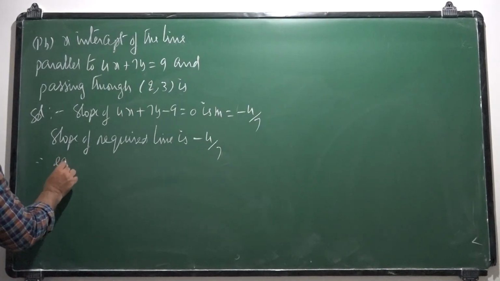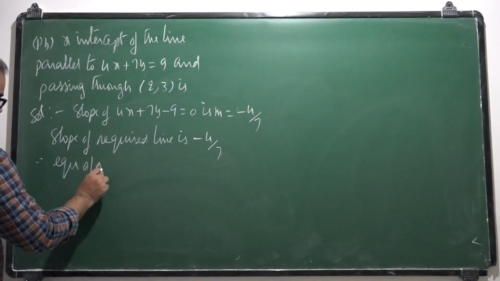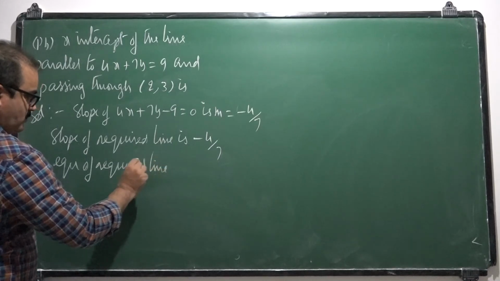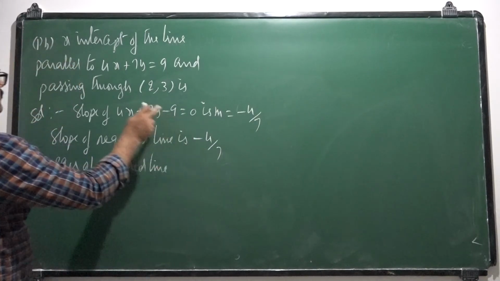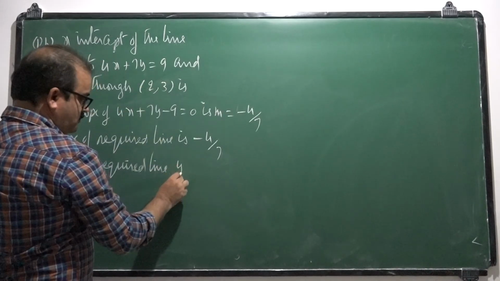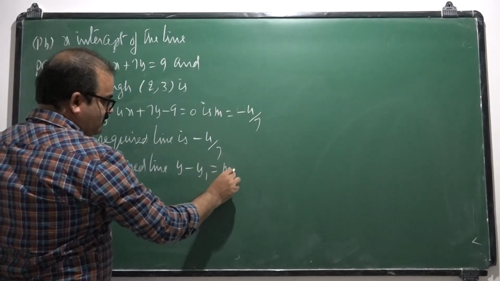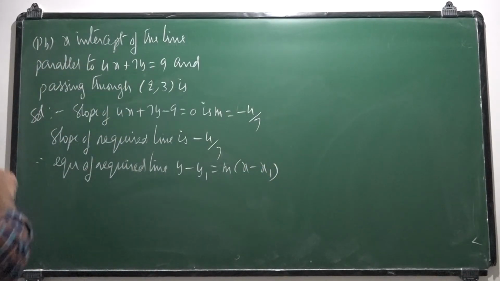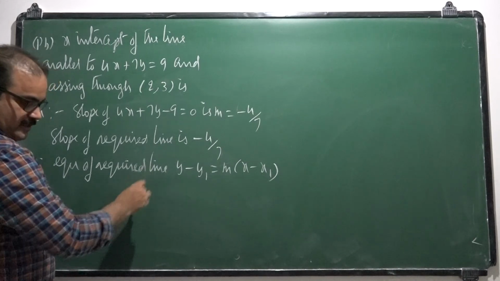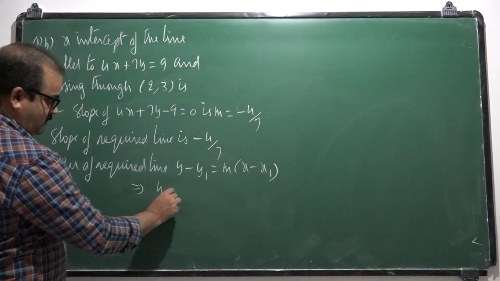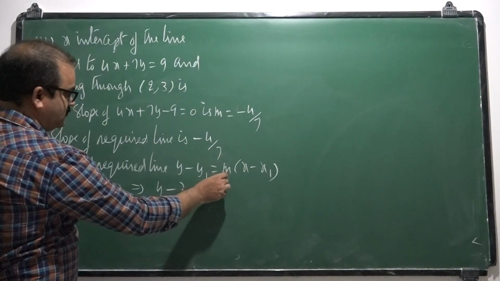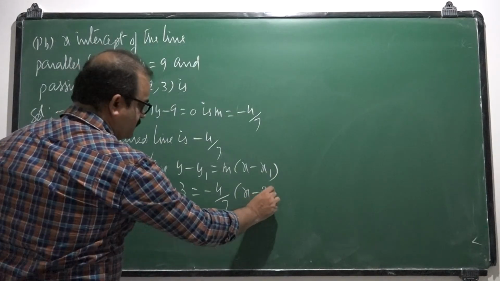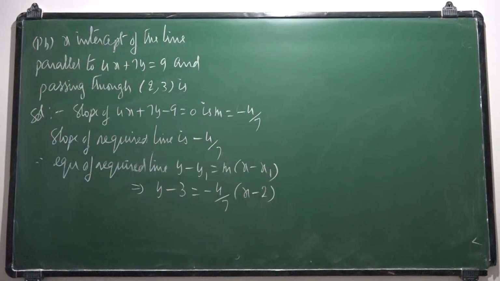Therefore, the equation of the required line: when the slope is known and the point it passes through is known, then the equation of that line is y - y1 = m(x - x1). Apply that formula. y - 3 = (-4/7)(x - 2).